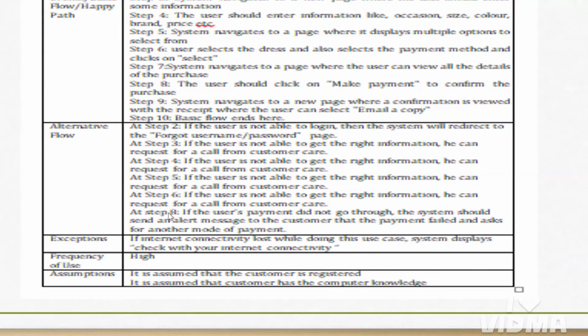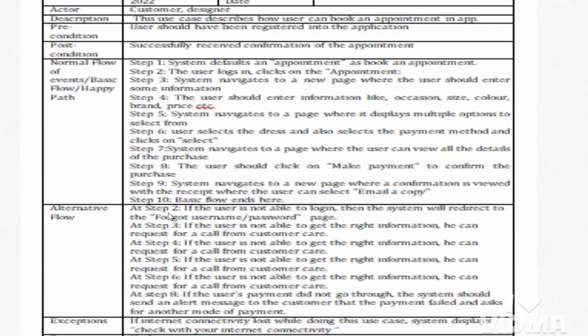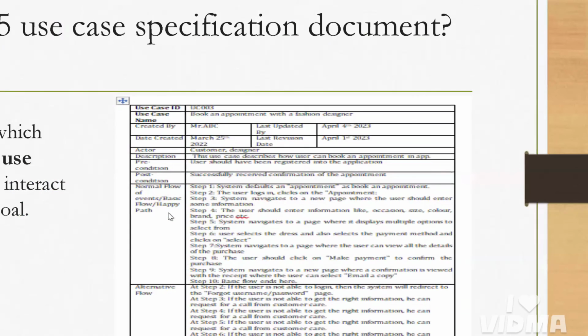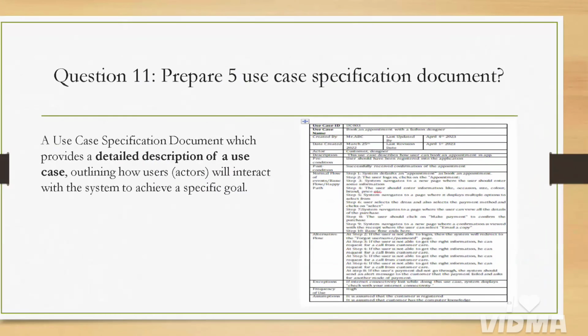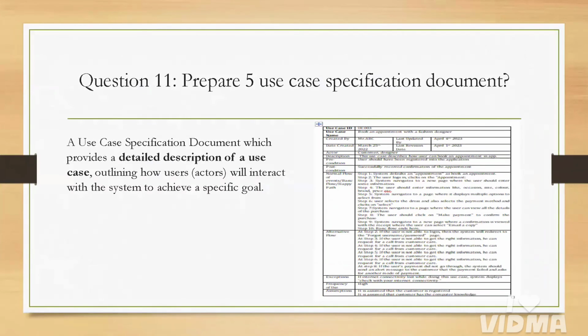And exceptions are the things which we can't fix, like any internet issue, database issues while retrieving our data, any system issue, or network issue. Those come under exceptions. So that's how you need to add the use case specification document for each and every use case. Here you need to add at least 5 use case specifications in the document.